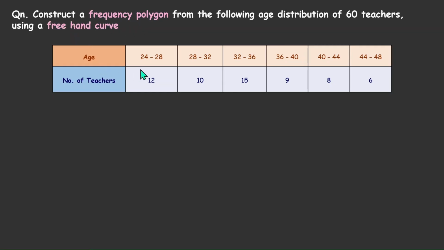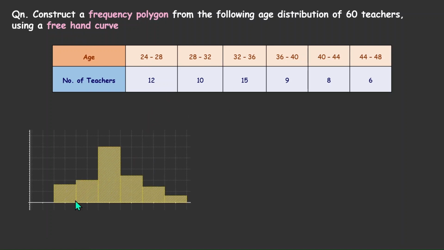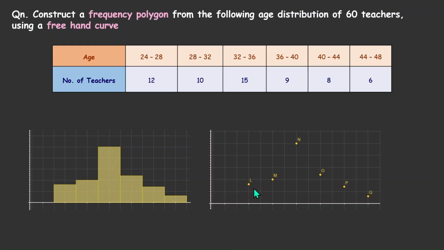Because if we make a graph directly out of this data, what we'll get is a histogram. And histogram simply because we have classes here, which gives these blocks width. This is 24 to 28 and 28 to 32. But what we need is a frequency polygon. So what we need is points, something like this. When we have points corresponding to each class, then we can make a freehand curve like this.